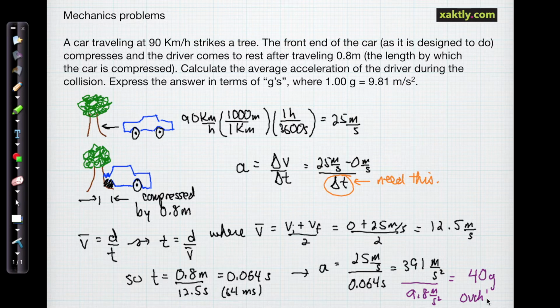So the crumpling of the car is just one element in reducing the acceleration that we feel. For our safety in cars, we also need things like seat belts and airbags to further reduce that acceleration.